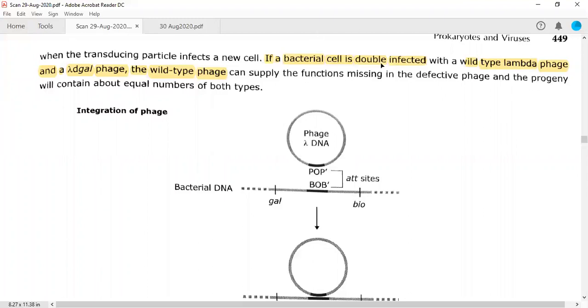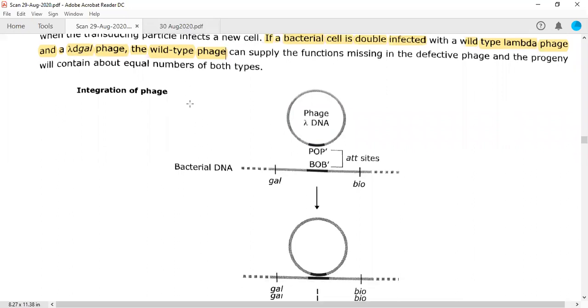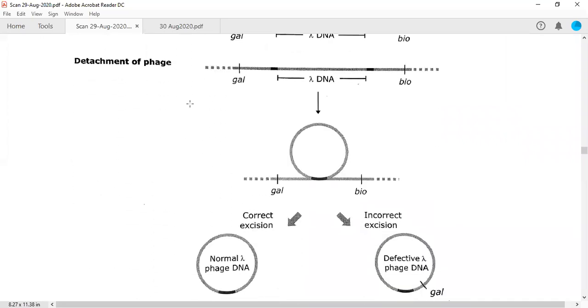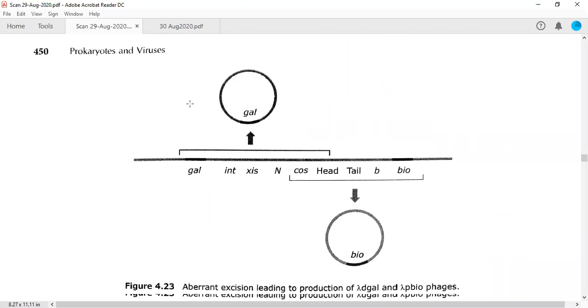But if there is a double infection, some normal wild type lambda phage is able to infect the same bacterial cell in which the lambda defective galactose phage is also integrated. So it will help in the lysis of that particular bacterial cell, and these defective particles will also be released. So that's how they are produced. They are always produced with the help of some normal wild type lambda phage.